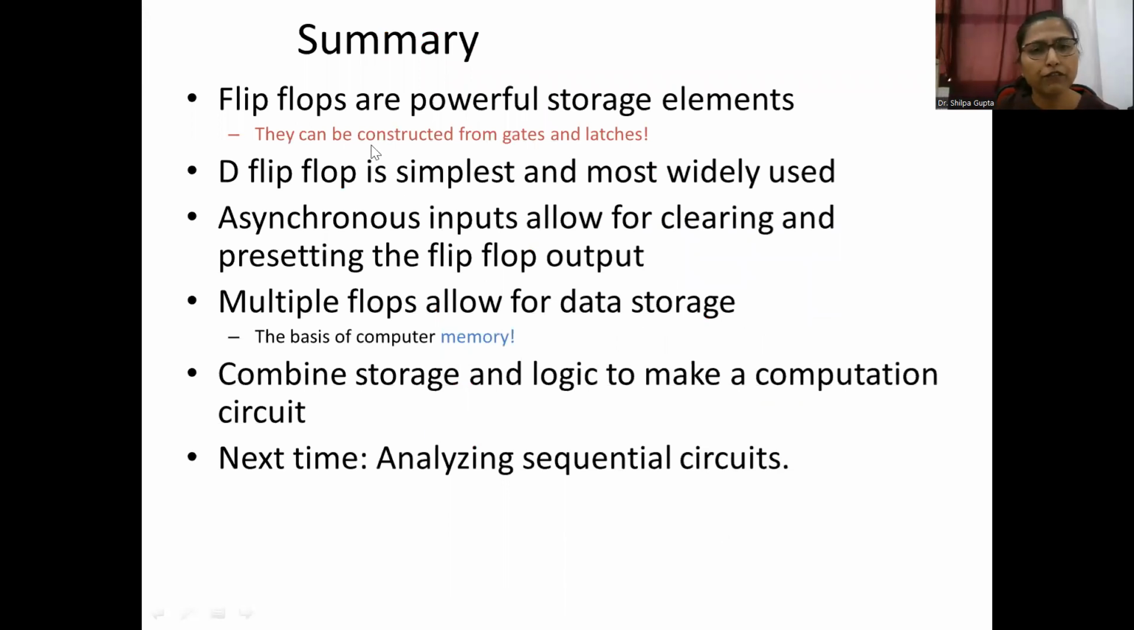Now, flip-flops are powerful storage elements, where the D flip-flop is the simplest and most widely used. Asynchronous inputs allow for clearing and presetting the flip-flop outputs. Multiple flip-flops allow for data storage and combined storage and logic to make a computational circuit. So this is all about the flip-flops.